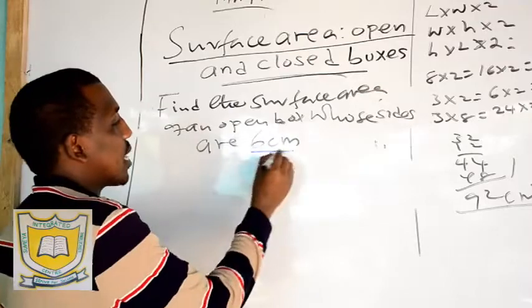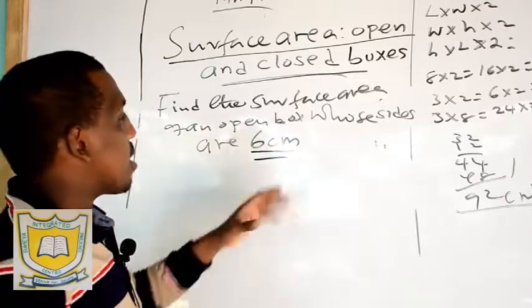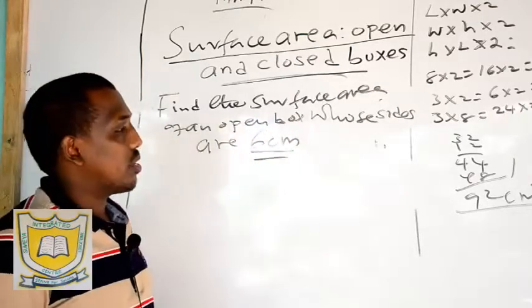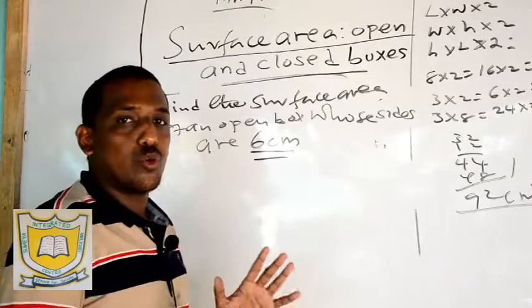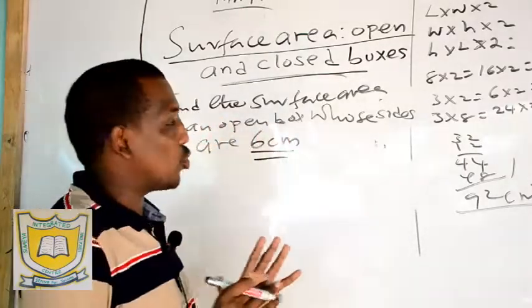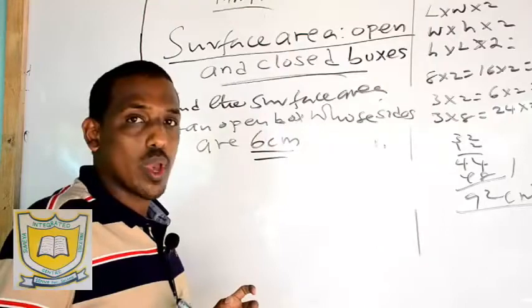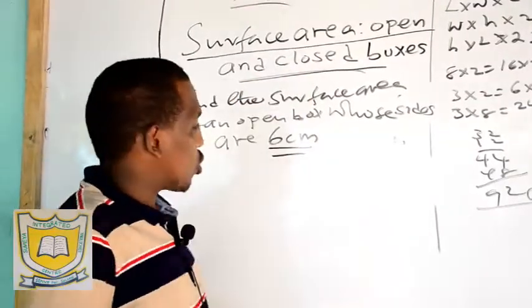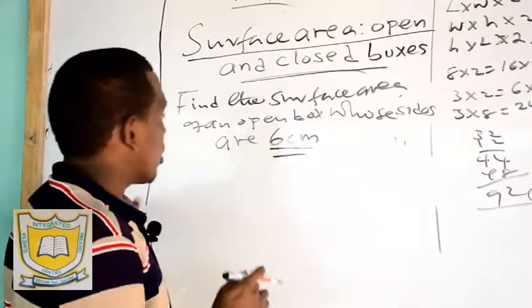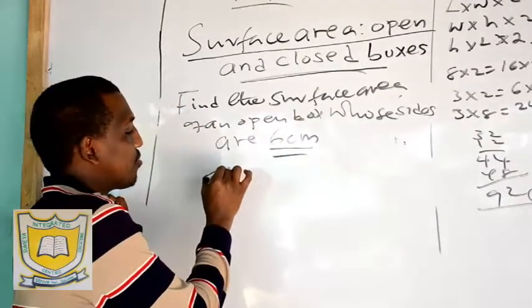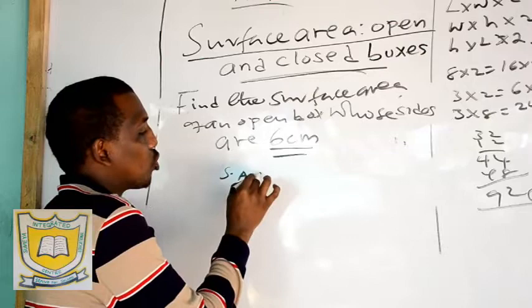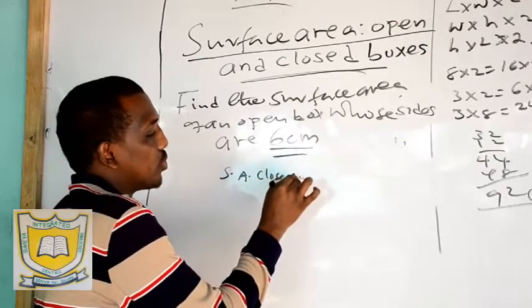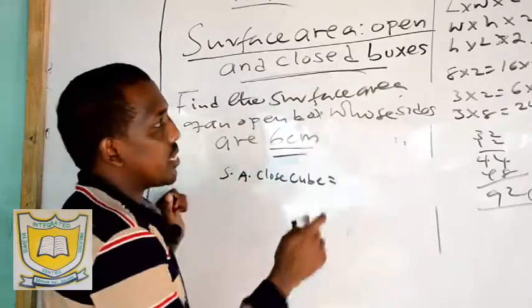So you are given the side is 6 centimeter. Remember, this is a cube now. We are given one side, and for a cube, all sides are equal. It's just like a square. So the length is 6, the width is 6, the height is 6. So all sides are the same. So we say surface area of a closed cube is the same.